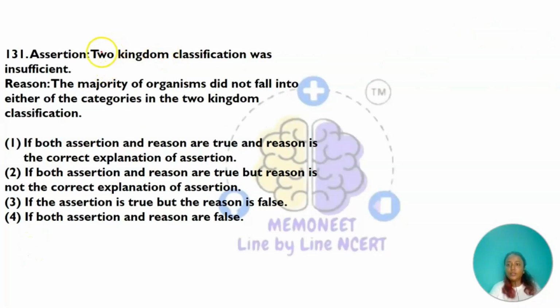Let's look at this question now. Assertion given here is the two kingdom classification was insufficient, which is true, and the majority of organisms did not fall into either of the categories in the two kingdom classification, which is again true. So both the reason and assertion are true, and the reason is the correct explanation for the assertion.